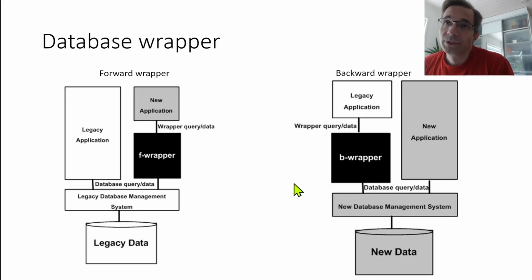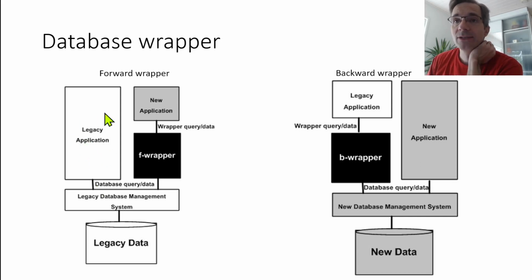Here we can see more details about the database wrapper. On the left side, we have the forward wrapper. This would be used if you have a legacy application, but you would like to introduce some new application as part of the legacy application. So what do we have in the figure?